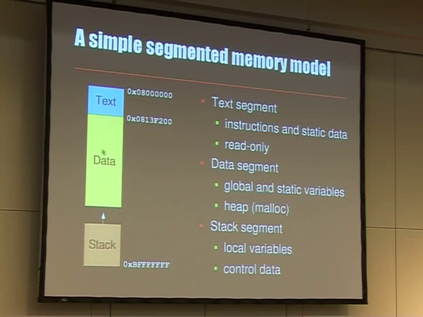After the text segment, there's a data segment, and the data segment holds all the global and static variables that you're defining in your C functions. And of course, it holds the heap that you can allocate by using the malloc functions. Those who have programmed C will probably have seen that. And at the very end of the memory, you will find the stack segment. This is a stack where all the local variables are stored, and there's also control data, but we will see that in the next slides.